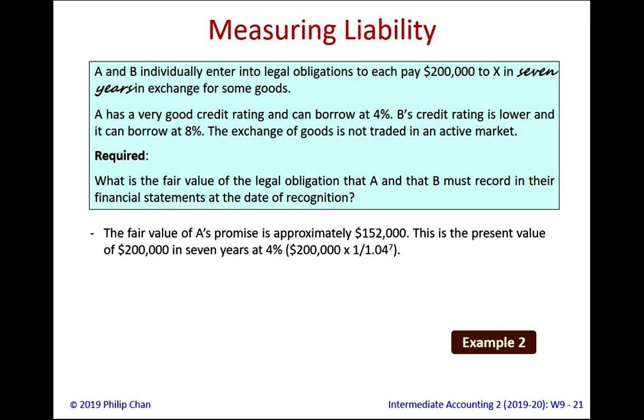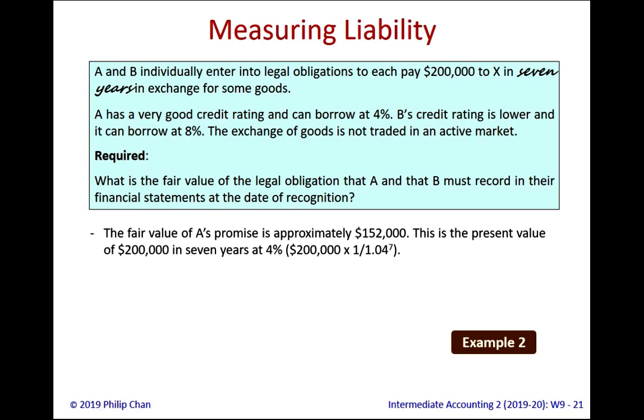In this case, obviously, we have to calculate the liability based on the interest rate that is related to the credit rating or credit risk of that company. So for A, A has a very good credit rating and the interest rate is 4%. In that case, you would take the 200,000 that would be payable in year 7 divided by 1.04 to the power 7, then the fair value of your liability would be 152,000 for A to recognize.